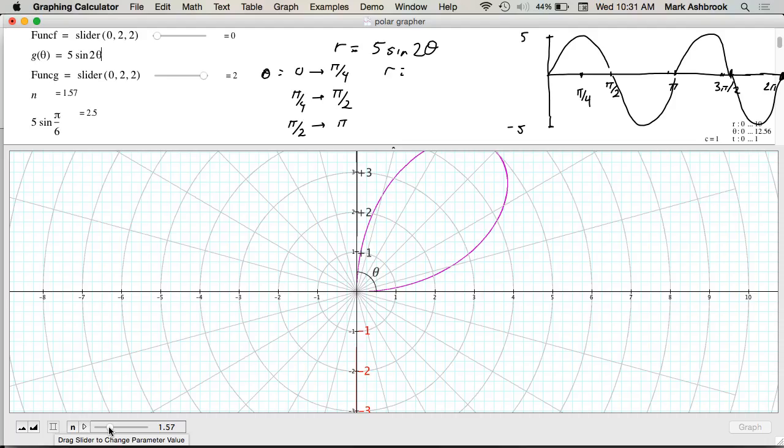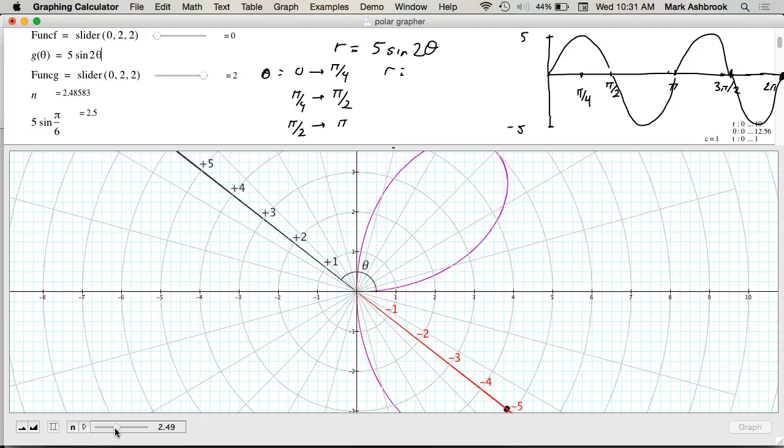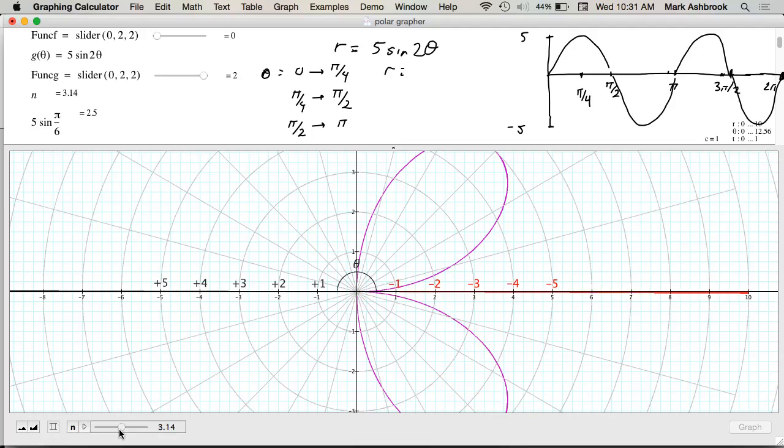Okay? From pi over 2 to pi, that's in this second quadrant, but all the r values are negative. From 0 to negative 5 back to 0. So what quadrant will that graph in? It'll graph in the fourth. Watch. As we go from pi over 2 to 3 pi over 4, r goes from 0 to negative 5. And then from 3 pi over 4 to pi, negative 5 back to 0. That was this part of the graph right here.